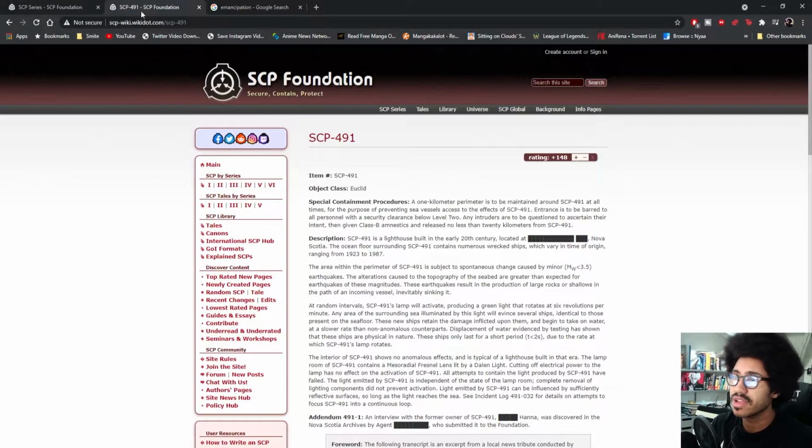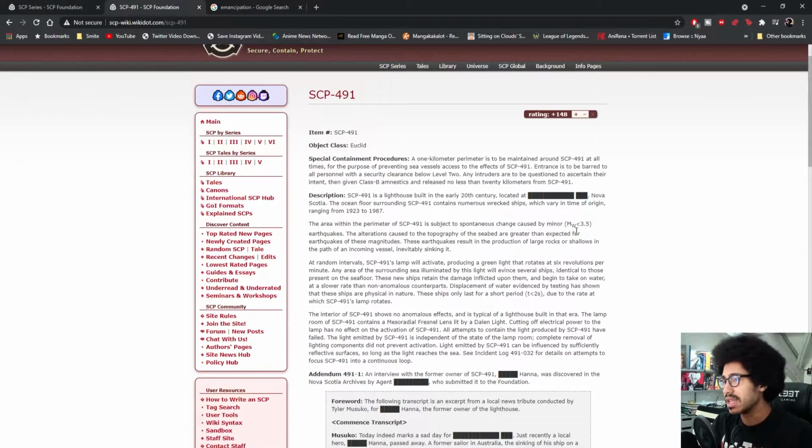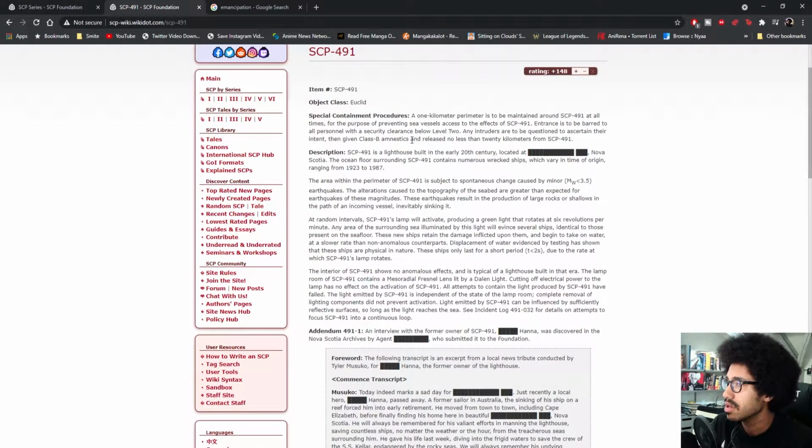Okay, wrecking light. Here we go. Okay. Euclid. It's Euclid. It's higher rated. 58 points higher rated. Special containment procedures. A 1 kilometer perimeter to be maintained around SCP-491 at all times for the purpose of preventing sea vessels access to the effects of SCP-491. Is it a lighthouse? Is it like a lighthouse that makes you, maybe, who knows?